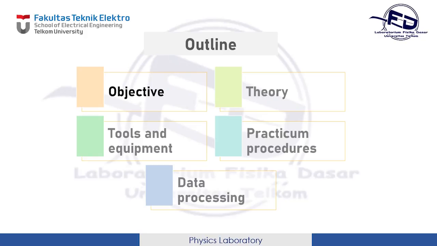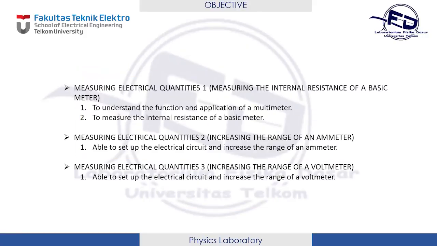For the first part, we are going to know about the learning objectives of this module, Measurement of electrical quantities. There are 3 submodules in this part. Measuring electrical quantities 1. Measuring the internal resistance of a basic matter. For the learning objectives, first, to understand the function and application of a multimeter to measure the internal resistance of a basic matter.